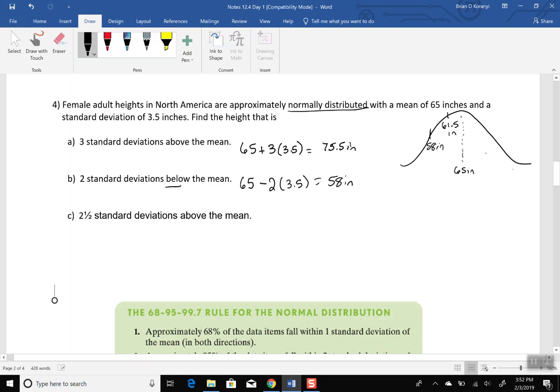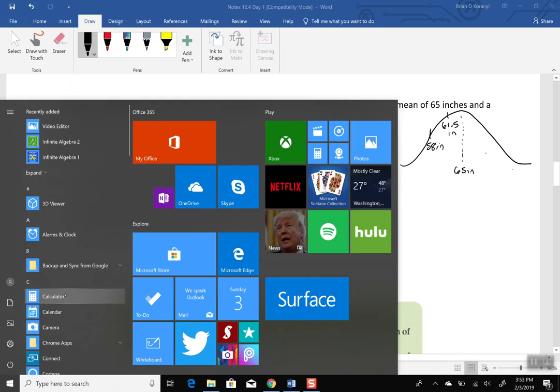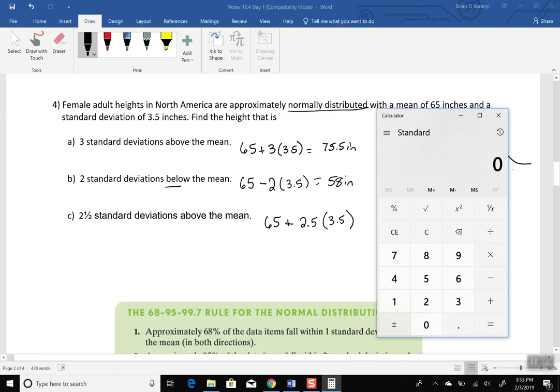And then 2.5 standard deviations above the mean. So this is 65 inches. That's your starting point, the mean, and then you're going 2.5 deviations above that. Because it's above, you're adding, going to the right, 2.5 deviations, and each deviation is valued at 3.5. So pull out the calculator. 2.5 times 3.5, plus 65. That puts you at 73.75 inches.